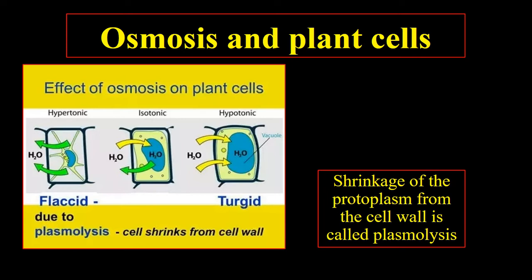However, it does not burst because of the cellulose walls which, once fully stretched, resist any further expansion of the cell. As water flows into the vacuole by osmosis, an internal hydrostatic pressure develops which presses the protoplast against the cell wall. This is called turgor pressure, and it is opposed by the back pressure exerted by the cell wall against the cell contents. Shrinkage of the protoplasm from the cell wall is called plasmolysis.